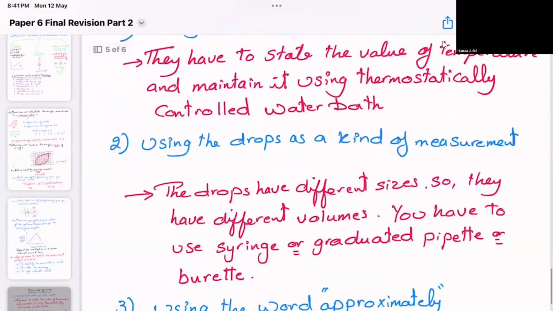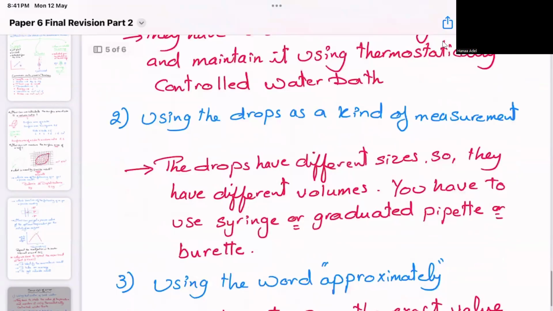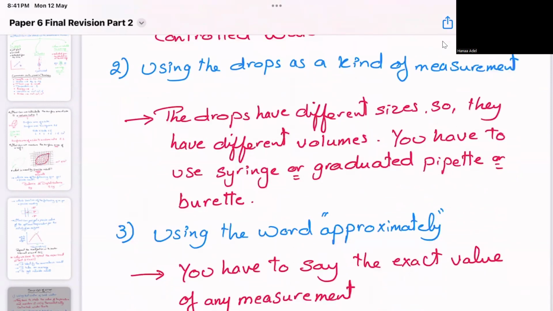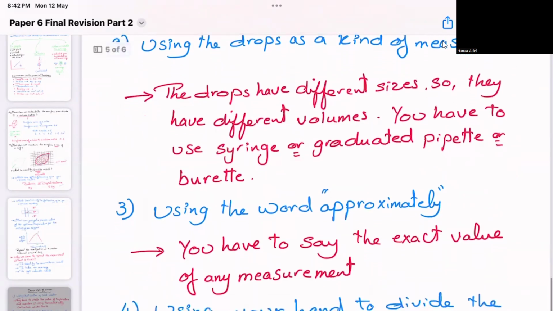Sometimes in the question they said they put approximately 200 cubic centimeter of water. Is that exact? No, there is nothing called approximately. So you have to say the exact value of any measurement. Don't say approximately. We have another experiment by making a dough, and they said they used their hand to divide the dough, or divide the dough by hand.